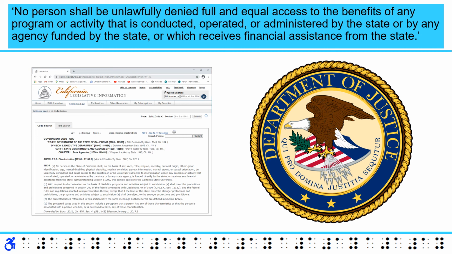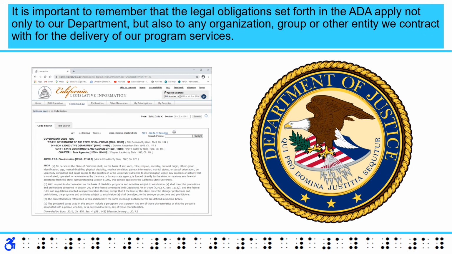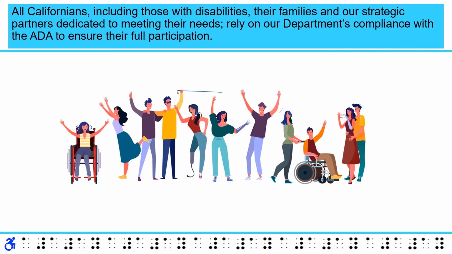It is important to remember that the legal obligations set forth in the ADA apply not only to our department, but also to any organization, group or other entity we contract with for the delivery of our program services. All Californians, including those with disabilities, their families and our strategic partners dedicated to meeting their needs, rely on our department's compliance with the ADA to ensure their full participation.